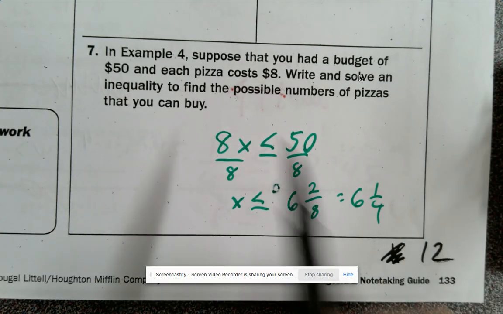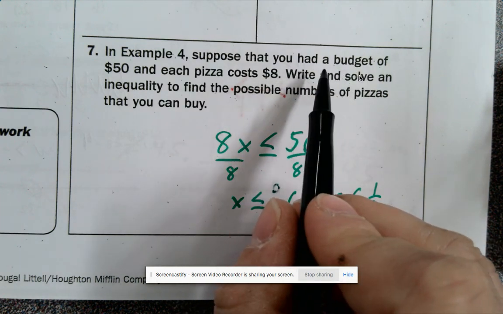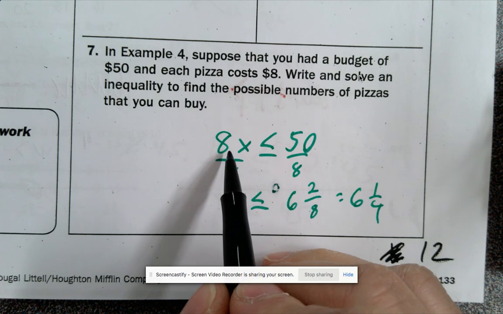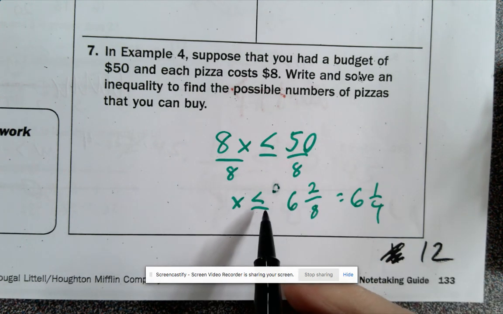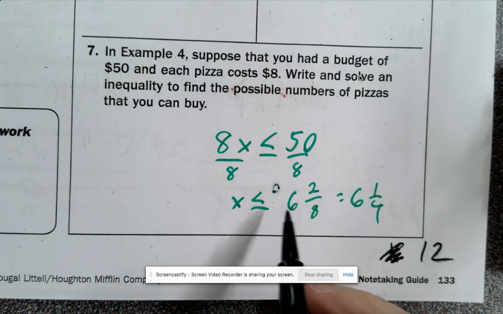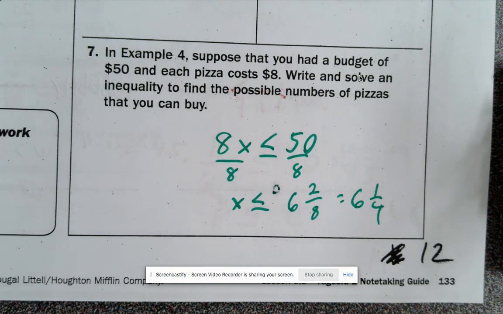In example 4, suppose that you have the same budget. Suppose that you have a budget of $50 and it's $8 per pizza. 8x less than or equal to 50 because you can't spend more than 50. The correct answer is you are allowed to get 6.25 pizzas, which would really just mean you'd want to get 6 pizzas. I don't think you can buy a quarter of a pizza.